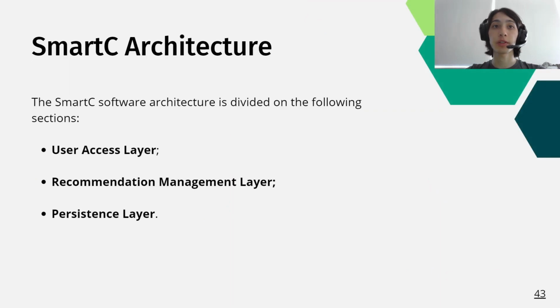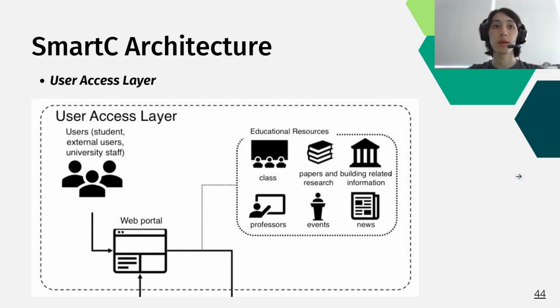The architecture of the project is divided into 3 sections: the user access layer, the recommendation management layer, and the persistence layer. The first layer is the part accessible to users. It is the means by which the general public has access to the platform and educational resources, which can be accessed through mobile devices or computers.